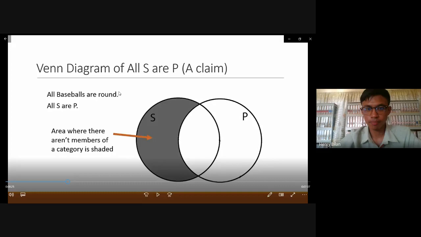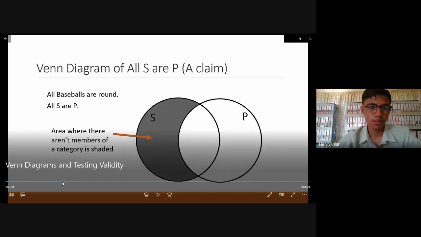Pag na-diagram natin yung dalawang premises, tapos makikita na natin yung conclusion doon, valid siya. Pero pag hindi natin siya nakita, wala yung conclusion pagkatapos natin i-diagram yung dalawang premises. Ibig sabihin, invalid yung ating syllogism. Ganon siya. Pero paano ba yung shade?